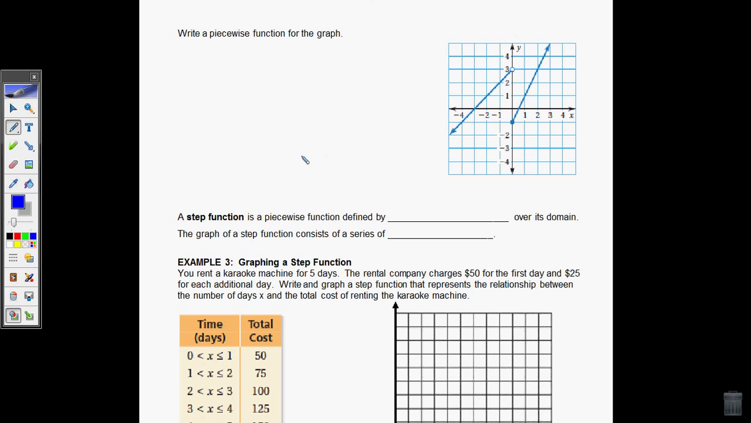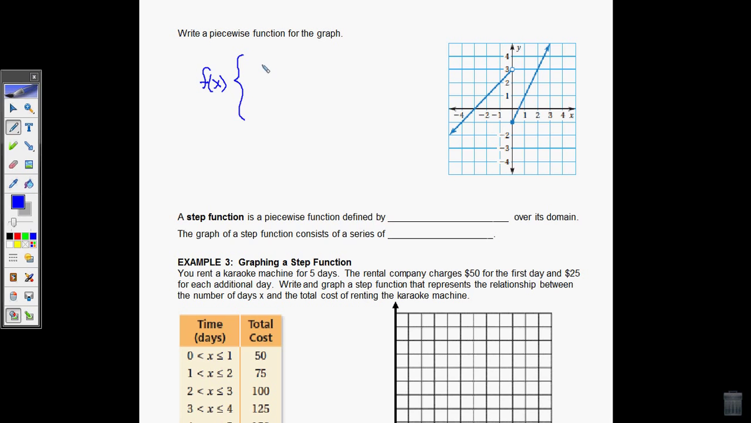Instead of graphing the piecewise function, I want to actually try and write one. Okay, so the first thing that I need to do is call the function. It's a function that's going to use x's, and I put a little bracket. The bracket tells me whatever comes inside of here is part of this one function.